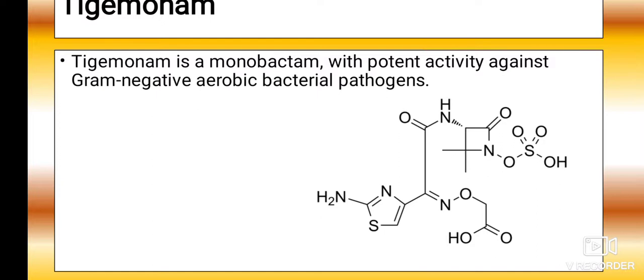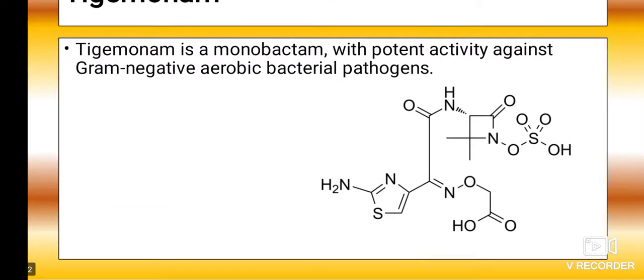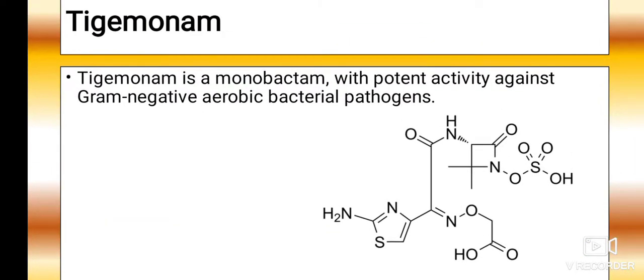So this is the structure of tigemonam. This is an important class, the monobactams, which is very simple. Just give the structure of the drug under this class, then the chemistry of the monobactam antibiotics, their therapeutic use, that is indication, then their mechanism of action, which is similar to that of penicillin and cephalosporin. So this is an important point.